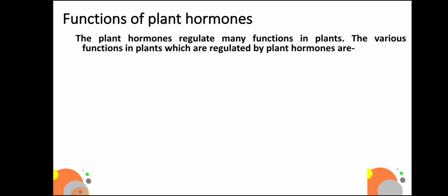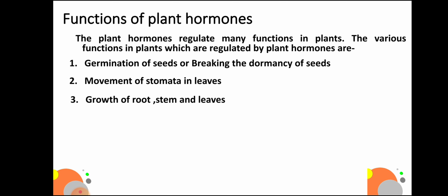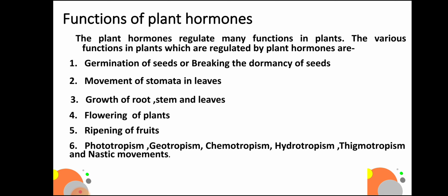The plant hormones regulate many functions in plants. The various functions in plants which are regulated by plant hormones are germination of seeds or breaking the dormancy of seeds, movement of stomata in leaves, growth of roots, stem or leaves, flowering of plants, ripening of fruits, various kinds of tropisms such as phototropism, geotropism, chemotropism, hydrotropism, thigmotropism, and various nastic movements.